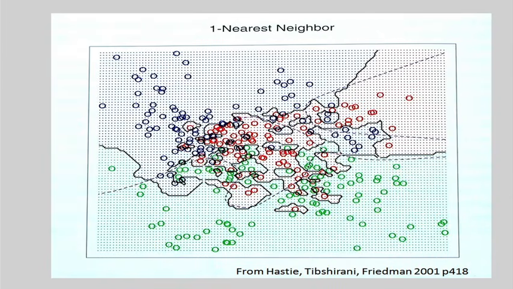This picture, taken from the book by Hastie, Tibshirani and Friedman, shows an example where we have three classes, blue, red and green, denoted by the blue, red and green circles. If you use one nearest neighbor, you have decision boundaries between blue and green, green and red, red and blue, etc. These lines show you the decision boundary between the classes. You see that this decision boundary is not at all smooth.